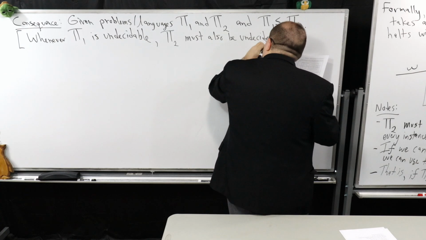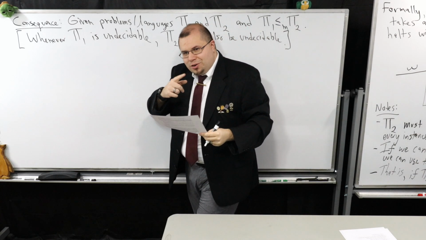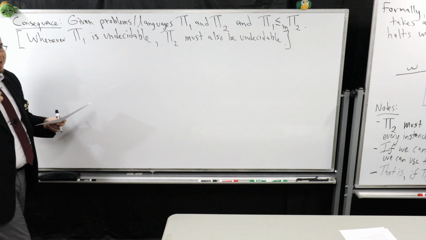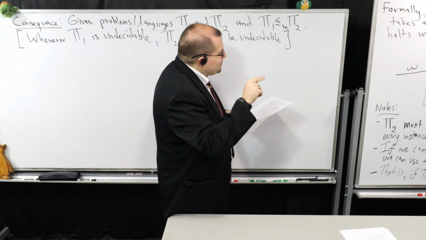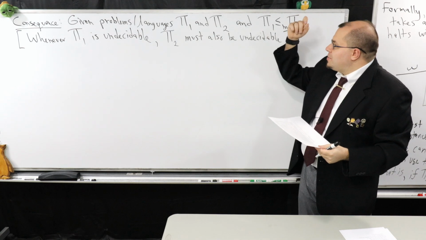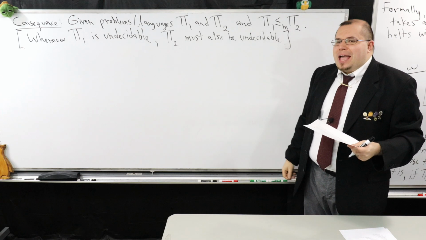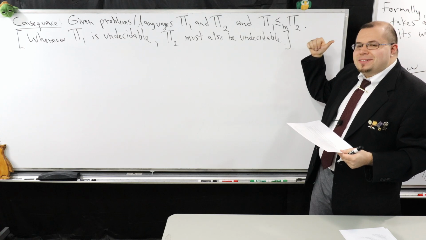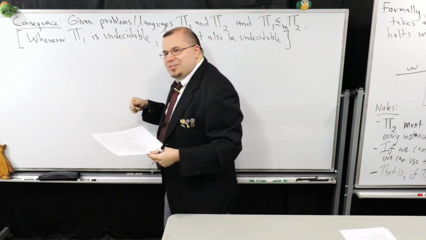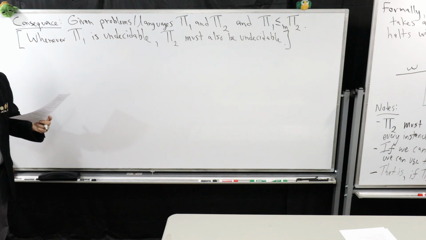In the notes, I'll include a sketch of how you would prove this fact, but it boils down to that picture over there. What you do is you take the assumption by contradiction. So what you do is you would presume that there exists a decider for this guy, for pi 2. And then your goal is to figure out a decider for pi 1. So what you do is you construct a reduction that takes you from pi 1 to pi 2.